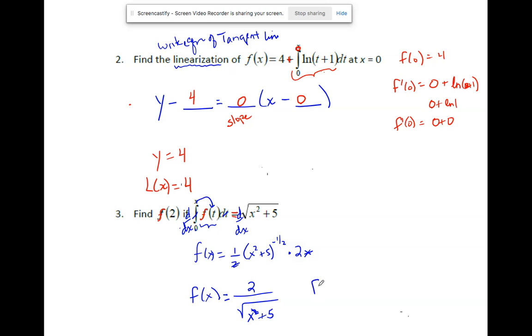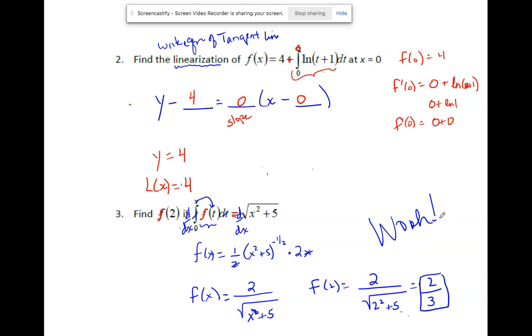Now they want to know f of 2. Bam, baby. Four plus 5 is 9. Square root of 9 is 3. Yeah, it is.